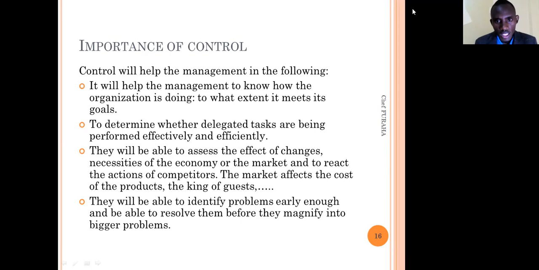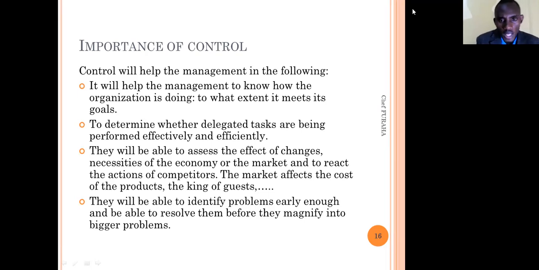It helps to determine whether delegated tasks are being performed effectively and efficiently. How can you know that tasks that have been delegated to some people are being performed well without control? And when we say without control, it means without standards and standard procedures, without comparing the standards and actual results. So without cost control, the efficiency and effectiveness are going to be limited.